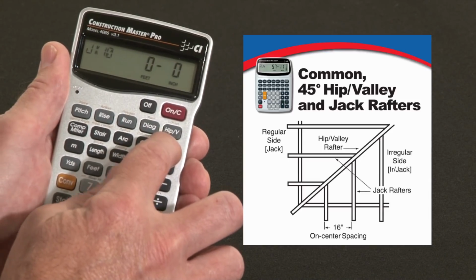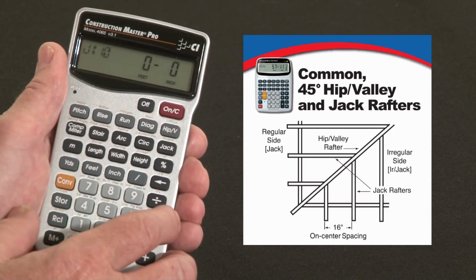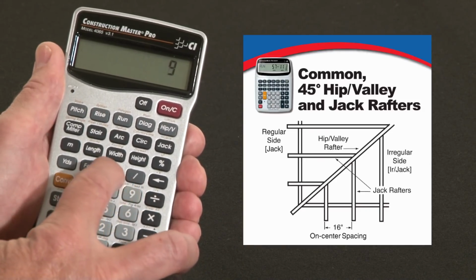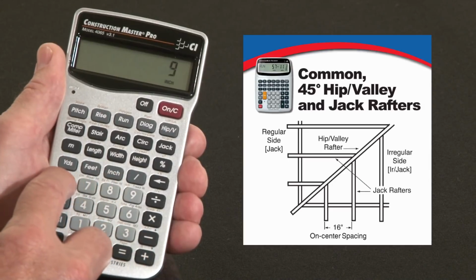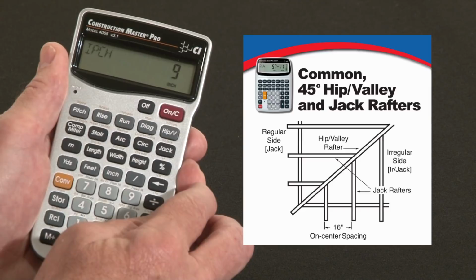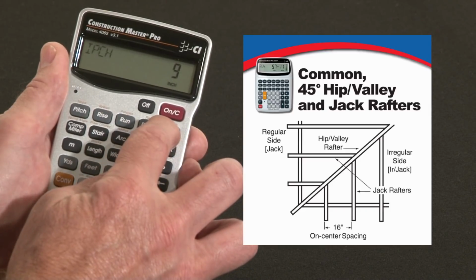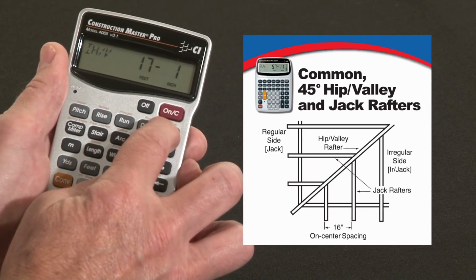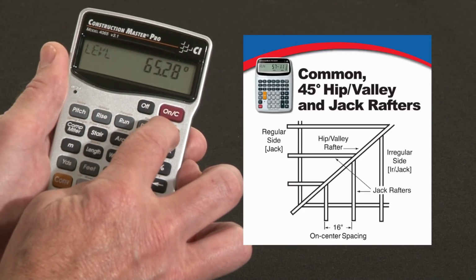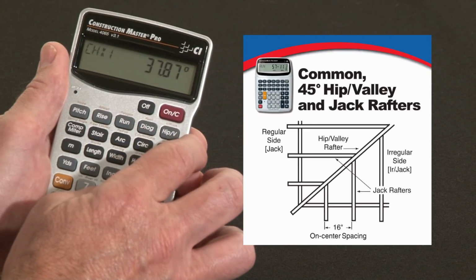Now let's say that we have a dual pitch roof, and the second pitch is a 9-inch pitch, so 9 inch, and what I do with this is I hit convert, and over the hip and valley key it says irregular pitch, so I enter that way. So now I can hit the hip and valley key, and it'll give me the irregular hip valley length would be 17 foot 1. It'll give me the cut angles. Of course, it's not going to be 45 degrees. Its cheek cut's 37.87 looks like.